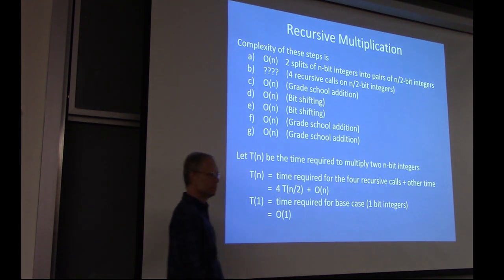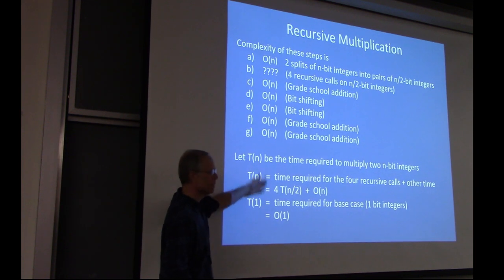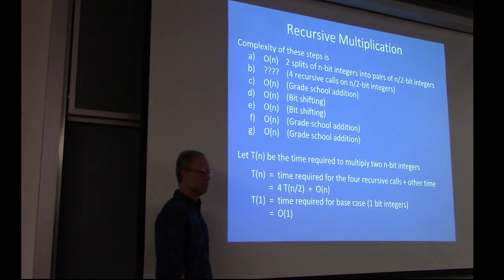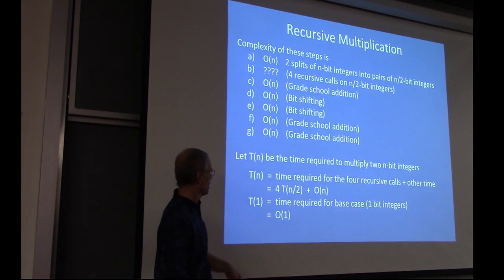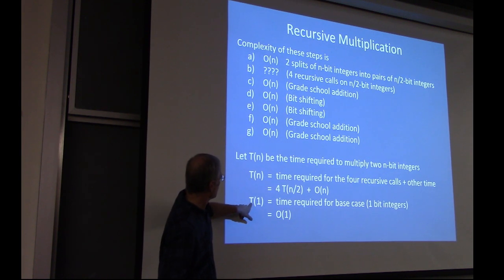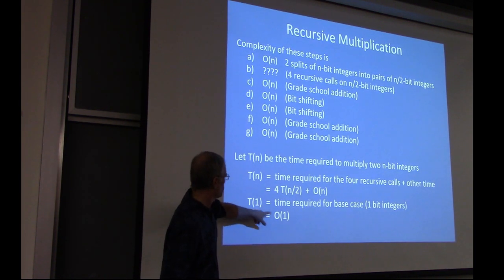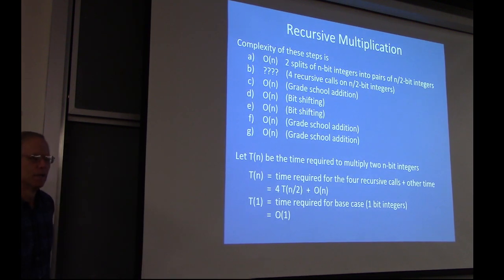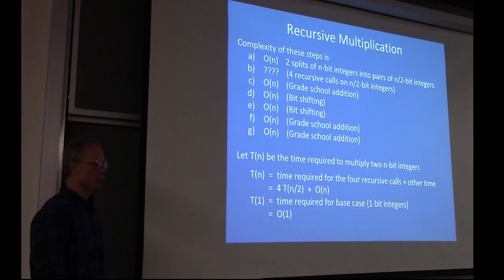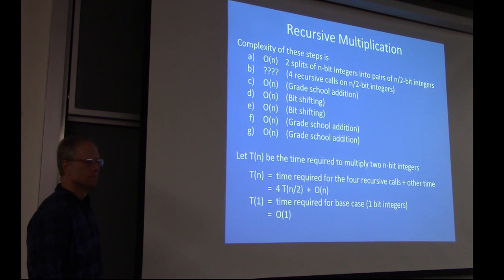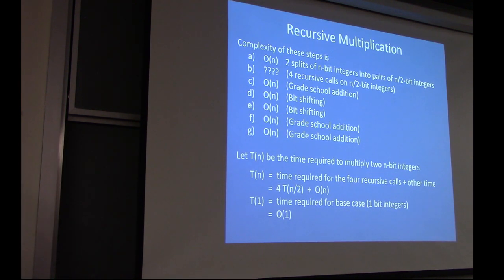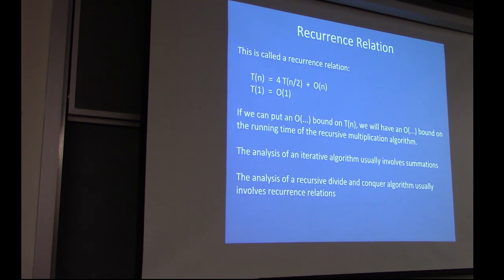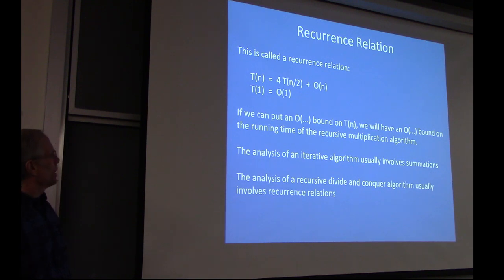And if we could solve this, then we could figure out the running time of this algorithm. And then to finish the job, the time it takes to deal with a 1-bit integer is just constant time. That would be our base case. We're not going to do any splitting. We've got two 1-bit integers to multiply, we'll just multiply them. So this is called a recurrence relation. And there's our recurrence relation. T(n) is equal to 4T(n/2) plus O(n).